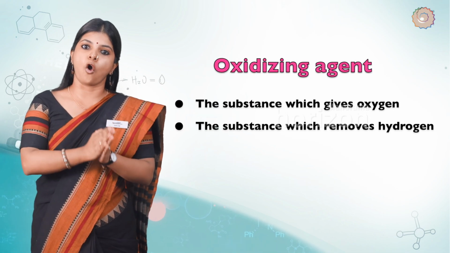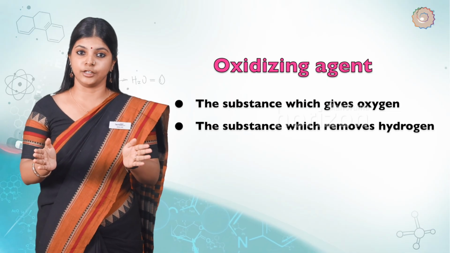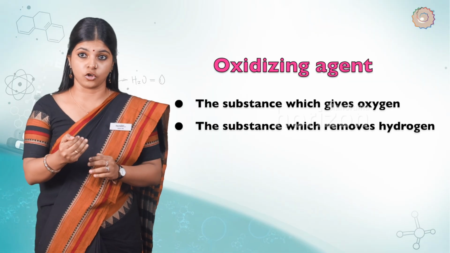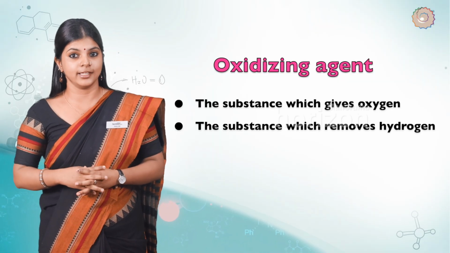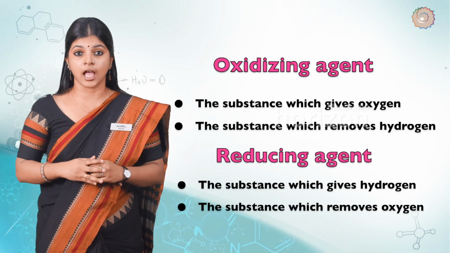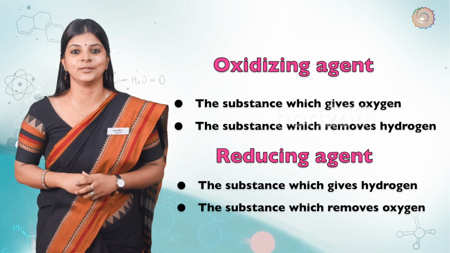Now, let us see what are oxidizing agents and reducing agents. They are definitely different from reduced substances and oxidized substances. The substance which gives oxygen or removes hydrogen for oxidation is called an oxidizing agent, whereas the substance which gives hydrogen or removes oxygen for reduction is called a reducing agent.